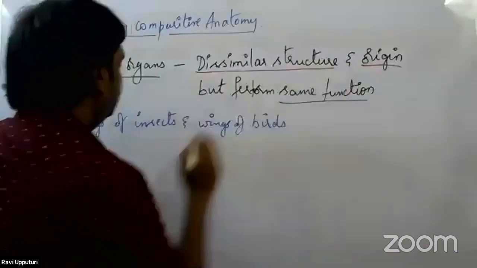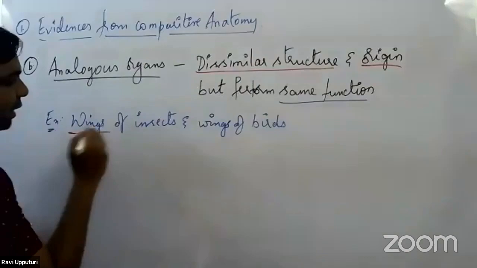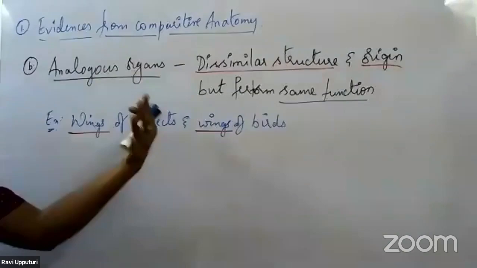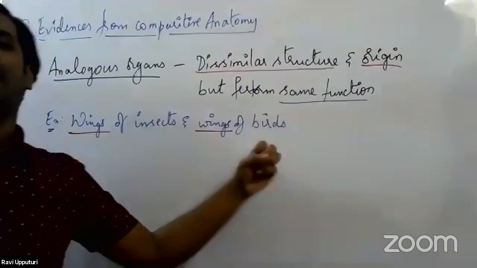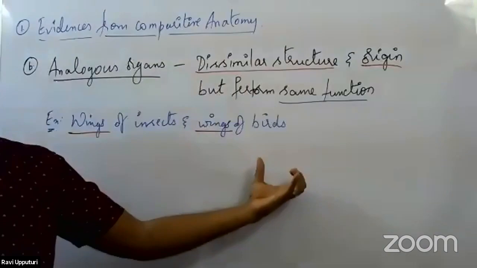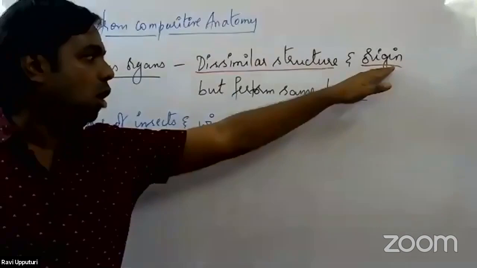Right? So if you see the structure and functions, they are different. The structure of wings in case of insects and in case of birds are actually different. But even though they have different structure and different origin, they start performing the same function. And what is that function? The function is nothing but flight. So organs having different structure and different origin, but performing the same function, are referred to as analogous organs.